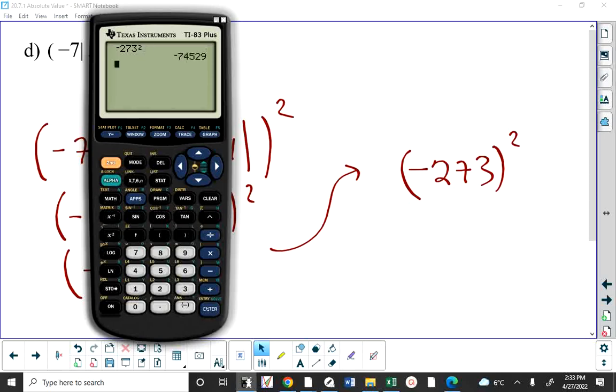Who can tell me what I've just done wrong? You didn't put the quantity in brackets, which means 2 times -273 by 273. Right. All this means is I took -273 times 273. It's like taking -1 times 273 squared. You need to put the negative with the 273 in brackets and then square it.